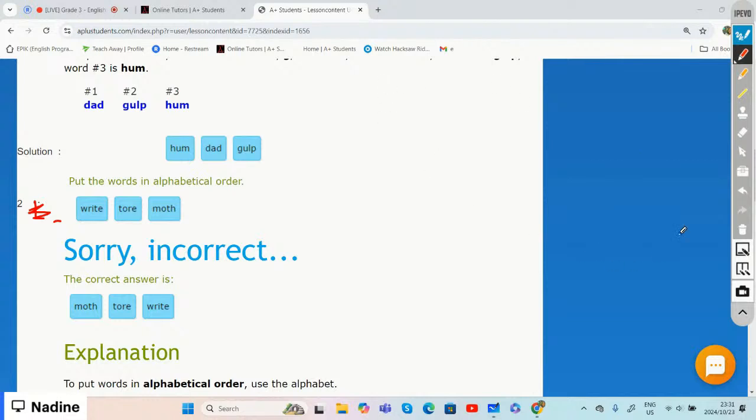Yes, and if we were to choose our three words, then we will say firstly it is moth. Yes, and then we have tall. And then we only have white. So these are the words that you put in alphabetical order. If all of these words started with an N, then it means that you look at the first letter.